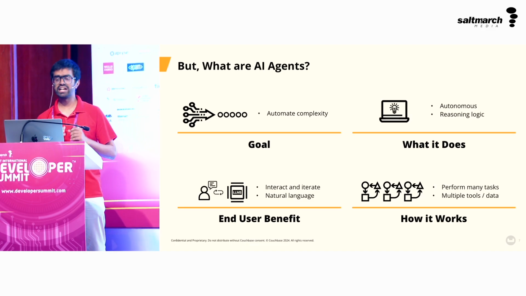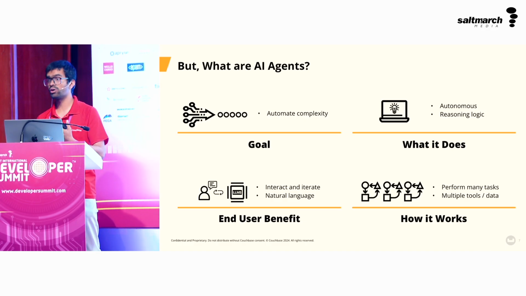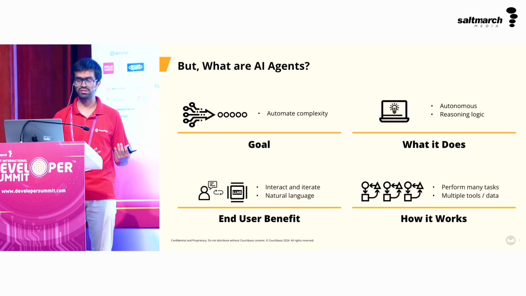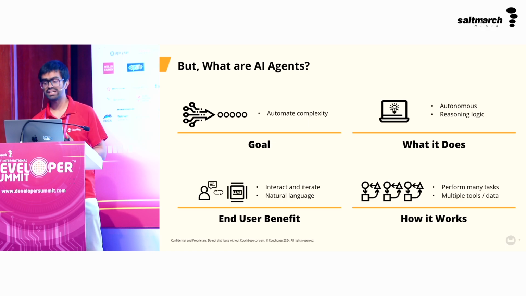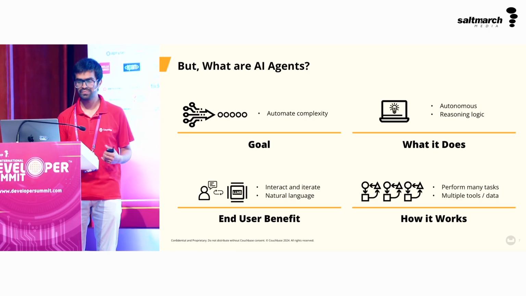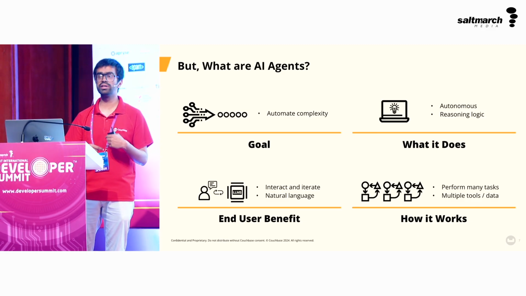And just in a nutshell, what agents are. So the goal is to be able to solve a business problem by being autonomous and having reasoning capabilities by using large language models. And the way that they are able to do that is by having a rich set of tools that they have access to. And they can interact with individuals or humans in natural language, and they can iterate over the tasks that they are performing.